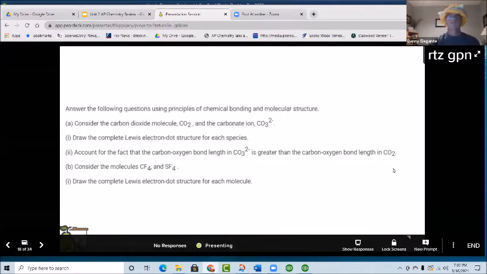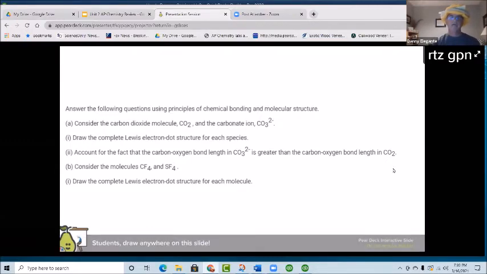All right, so let's keep the question going, right? We've done part I and part II. So this is part B. Draw the Lewis structure for either CF4 or SF4. Either one, pick one of them.